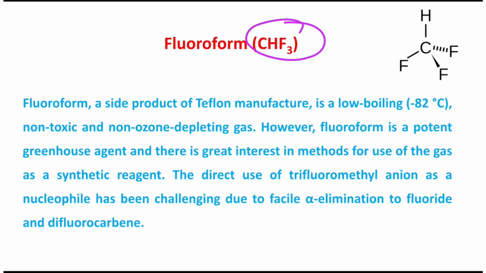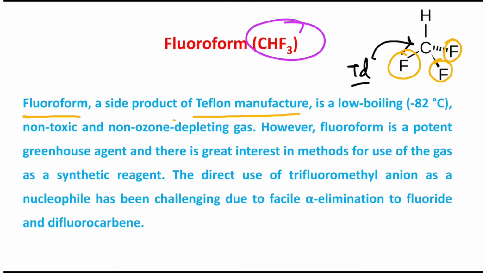You can see this molecule is a tetrahedral derivative of methane, where three hydrogens are substituted by three fluorine atoms. This fluoroform is a side product of Teflon manufacturing. It is a low boiling, non-toxic, non-ozone depleting gas. However, it is a potent greenhouse agent. This is the difference, please remember this point.